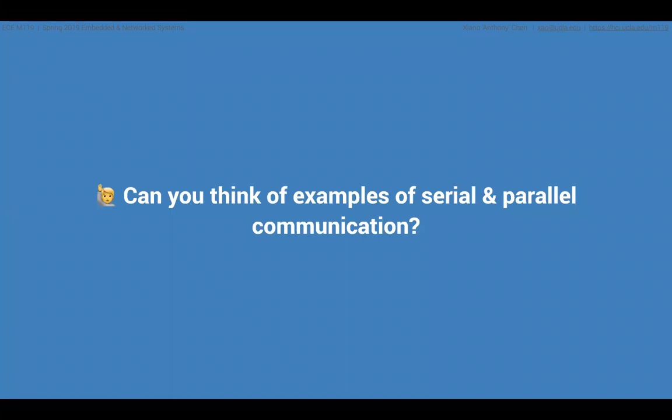That said, both serial and parallel communications exist in the history of embedded system development. Can you think of any examples of serial or parallel communication in your everyday life?